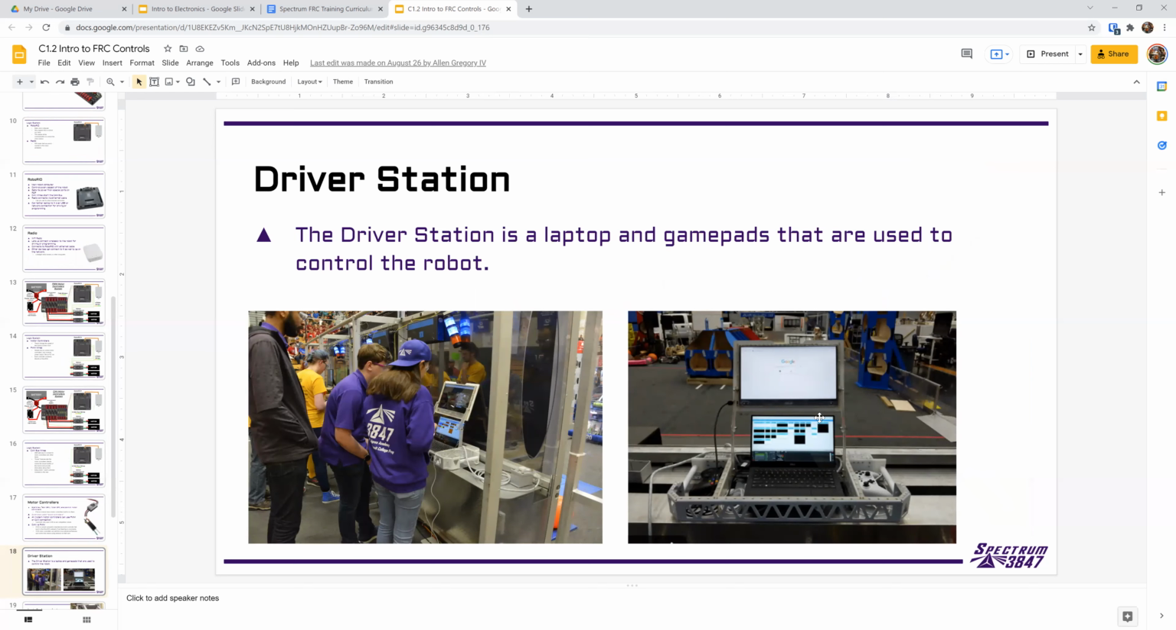So the driver station, what that is, is the laptop and any game pads or controllers or anything, buttons, switches, etc., that we use to control the robot.